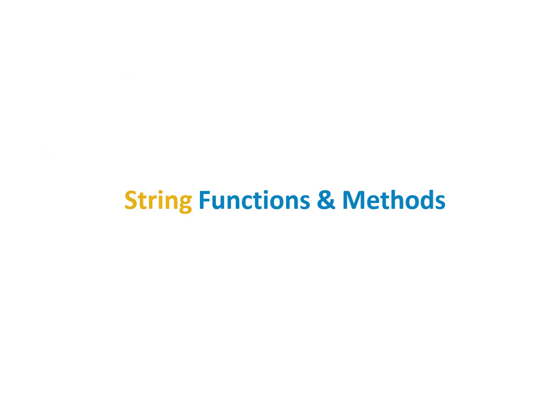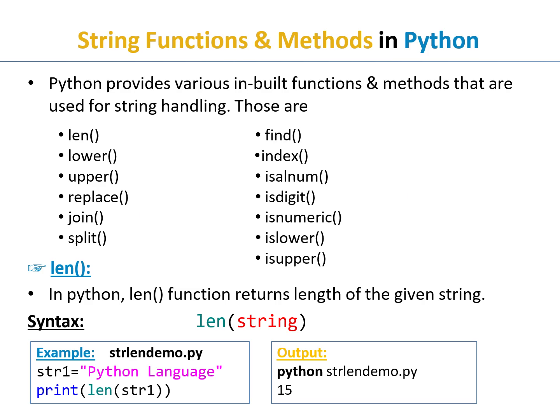Next, we want to see about string functions and methods. Python provides various inbuilt functions and methods that are used for string handling. Those are len, lower, upper, replace, join, split, find, index, isalpha, isdigit, isnumeric, islower, isupper. Len of. In Python, the len function returns the length of the given string.